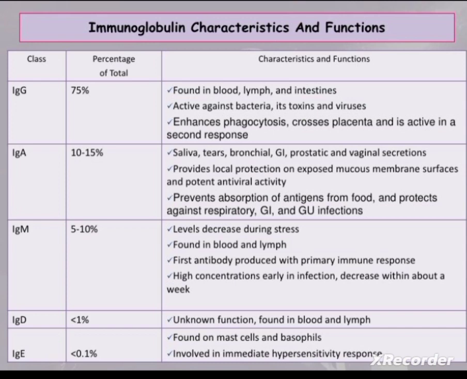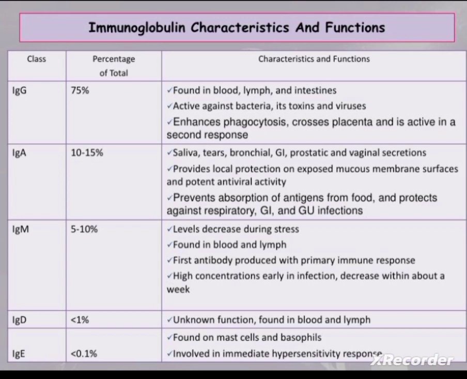Now we can see the percentage of total immunoglobulins. The most abundant immunoglobulin present in our body is IgG, that is 75%. Second most is IgA, that is 10 to 15%. Third one, IgM, that is 5 to 10%. IgD less than 1%. IgE less than 0.1%.